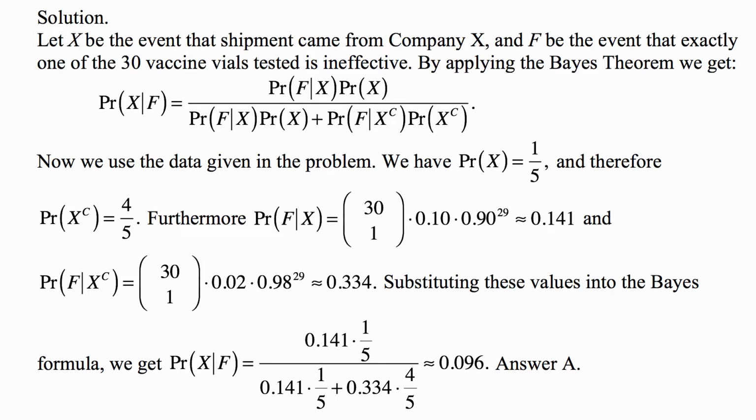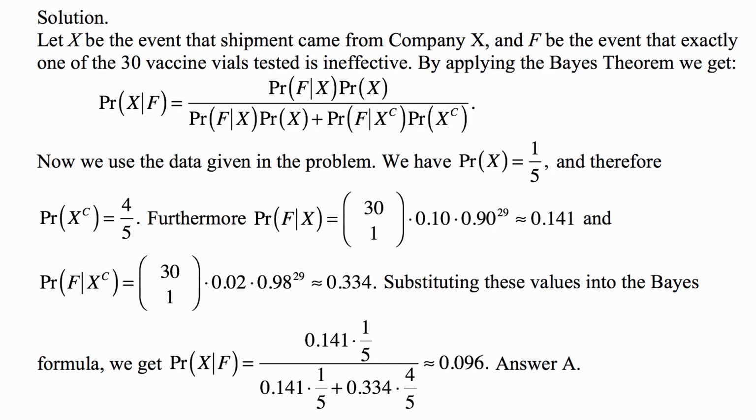Now we use the data given in the problem. We have probability of X is 1/5, and therefore our probability of X complement is 4/5. Probability of F given X, well, that's 30 choose 1, which is the number of ways to pick one vial out of 30, times 0.10, one ineffective vial from company X, times 0.90 to the 29th, which is the probability of 29 effective vials from company X. And that comes out to be about 0.141.